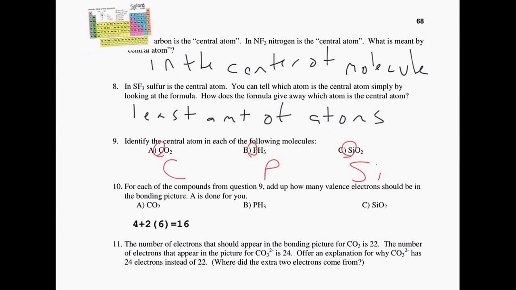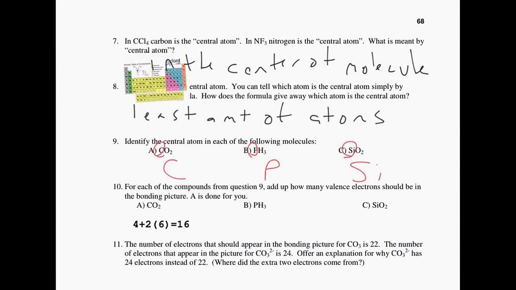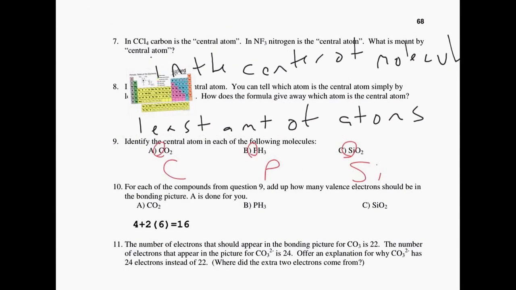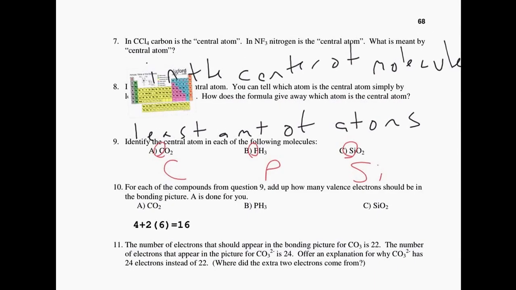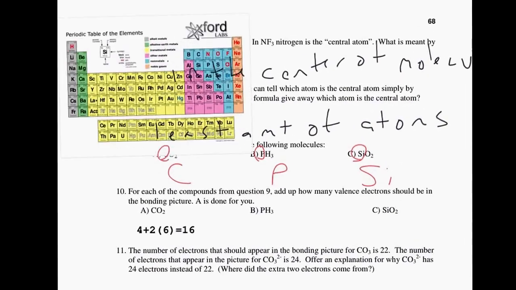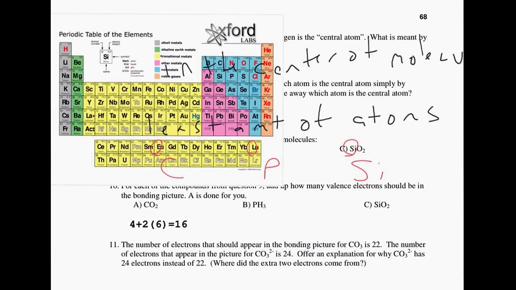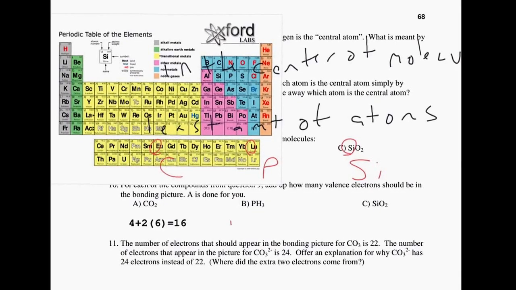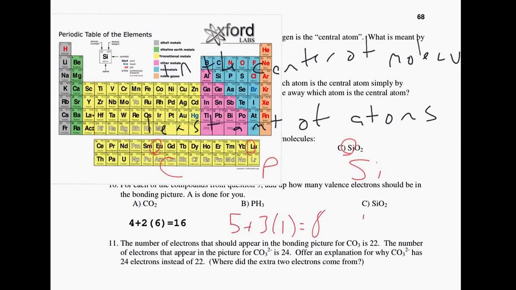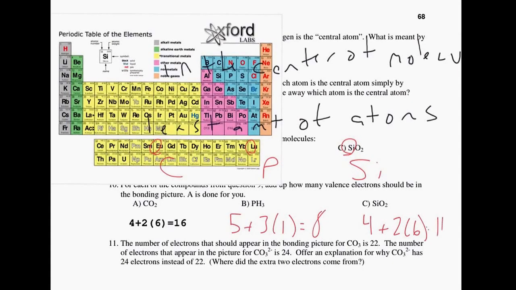Okay, for each of the compounds from question 9, add up how many valence electrons should be in the bonding picture. So phosphorus, let's make this a little bigger. Phosphorus is in the 5th column, which means we've got 5 plus 3 times 1 is 8 valence electrons. Silicon is in the 4th column, plus 2 times 6 will give me 16 valence electrons.